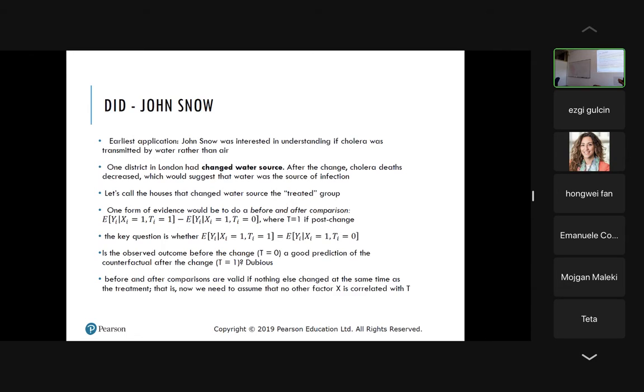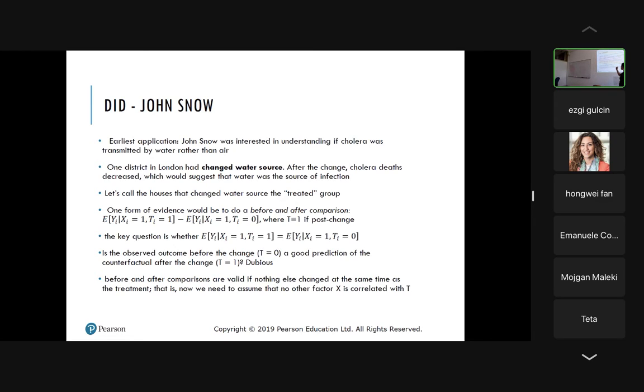But basically, the first type of evidence we will be induced to search for is this before and after comparison. So before the change in the water source and after the change in the water source. And this is this conditional mean in population. So the conditional mean of the y variable when we are treated, and this is the post-experiment. So after the change in the water source, we are still in the case of the treated group, when instead we are before the change.